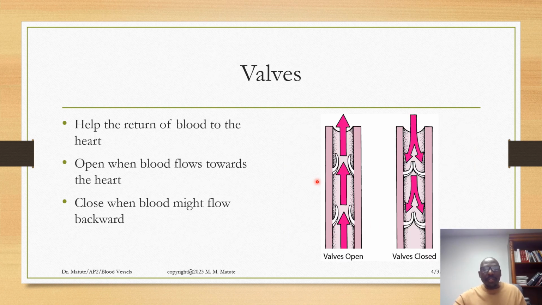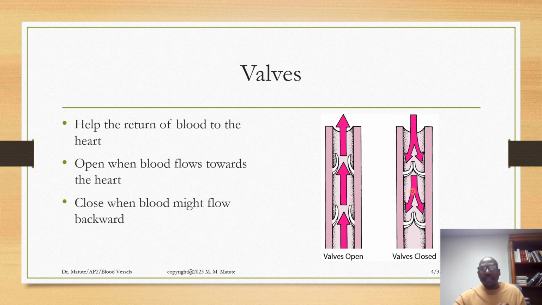Valves, right? We only have valves in veins. We do not have valves in arteries. So that's one main anatomical difference between veins and arteries. Before we look at why we need valves in veins, what is the main function of a valve? Valves control flow in one direction and they prevent backflow.